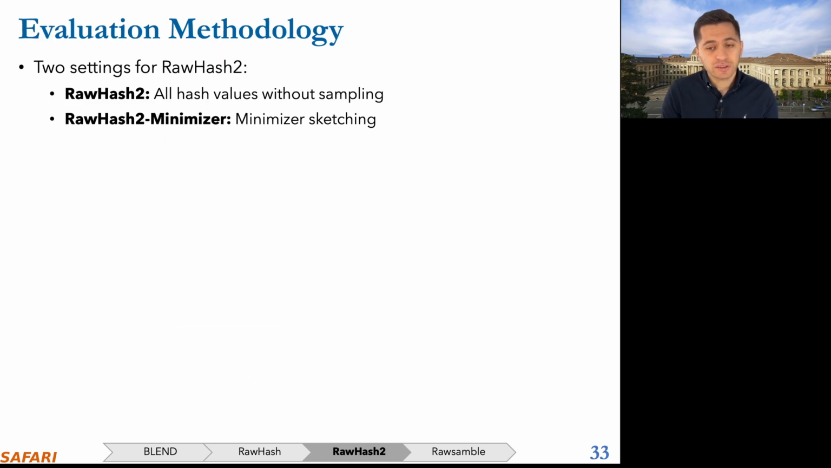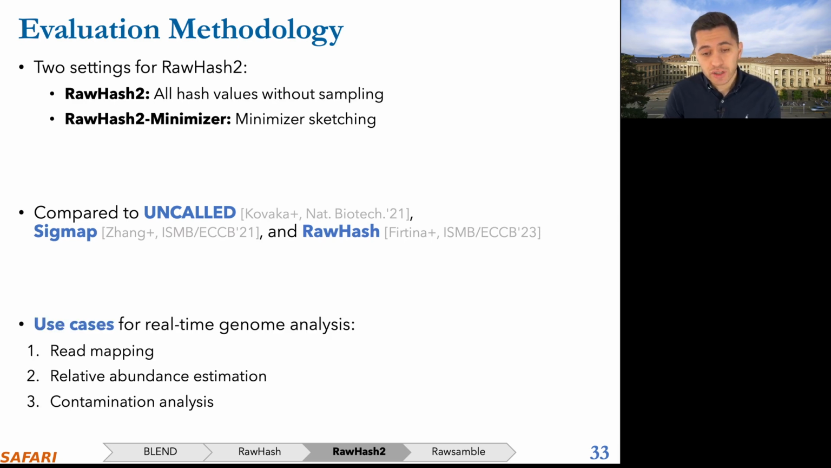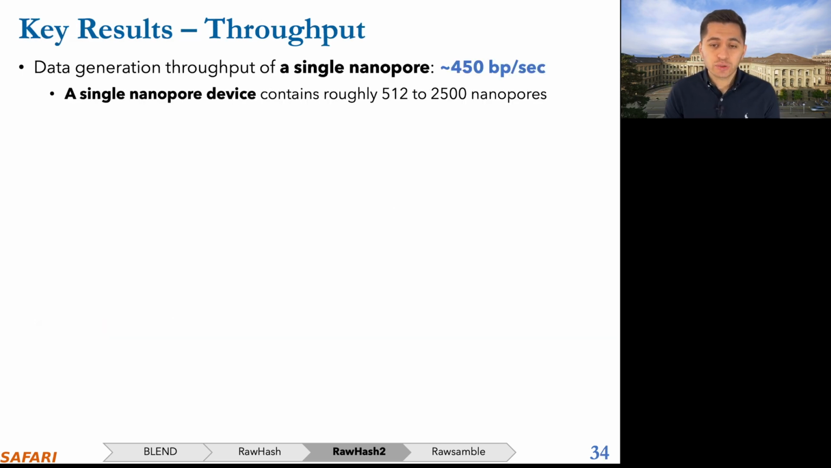We evaluate two different versions of RawHash2. First, the default case without any sketching technique, and second, RawHash2 with the minimizer sketching technique. We compare RawHash2 with Uncalled, Sigmap, and RawHash, and we evaluate based on three different use cases, including read mapping. Let's first look at throughput comparisons.